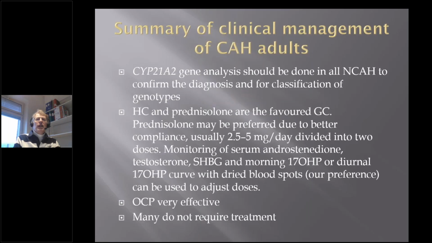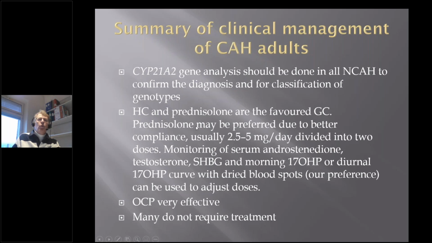So in summary of the clinical management, I think every patient with CAH should have a gene analysis done, both to confirm the diagnosis, and that's especially important in non-classic, but also for classifying the genotype. Is it this P30L, which is a more severe type of the non-classic, or is it the more common V281L?